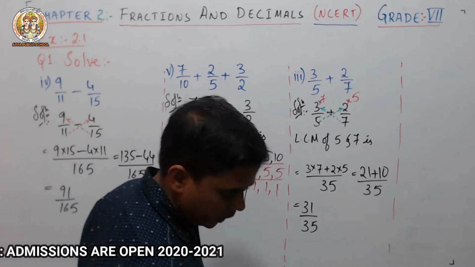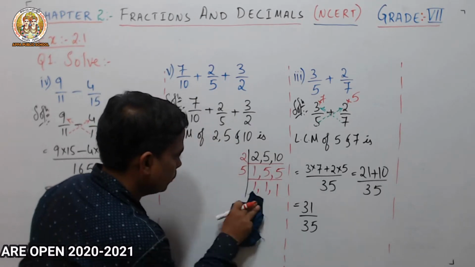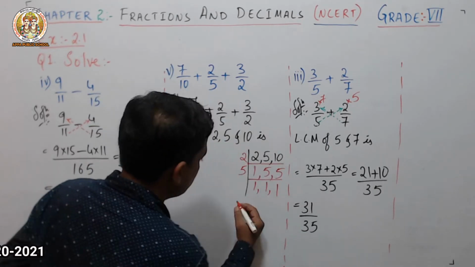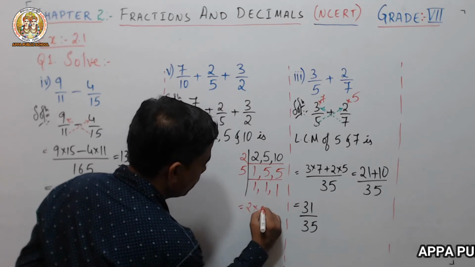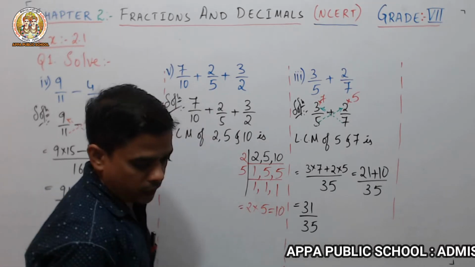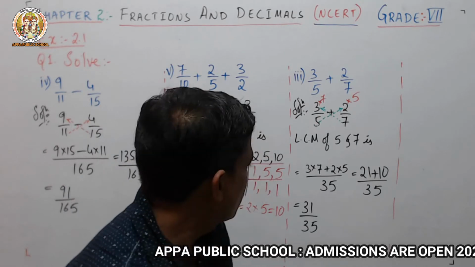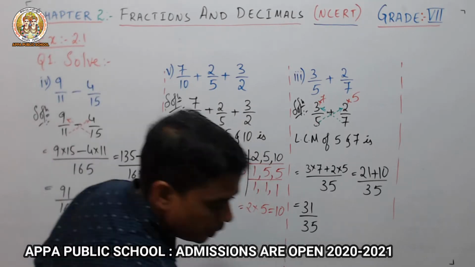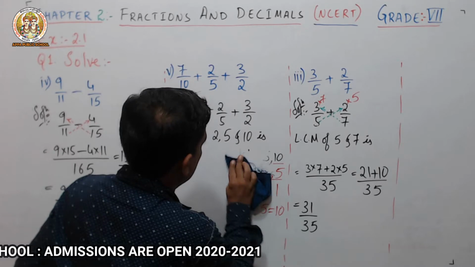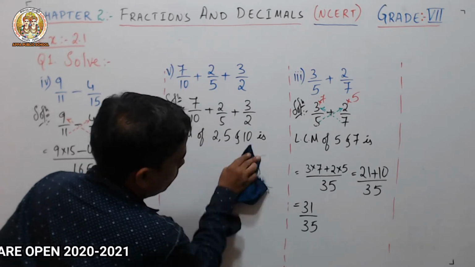Now you multiply these two. That is 2 into 5, that is equal to 10 is an LCM, right? So 10 is an LCM. So here I'll rub this one. So 10 is an LCM. Okay.